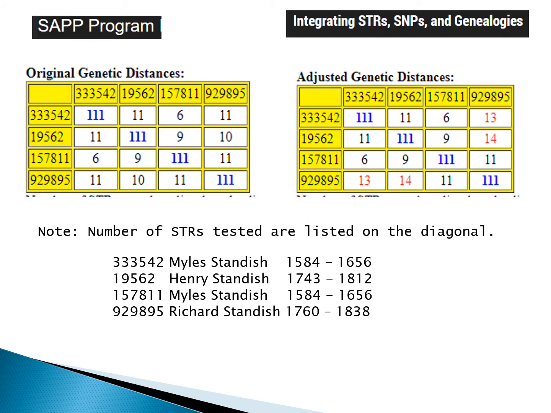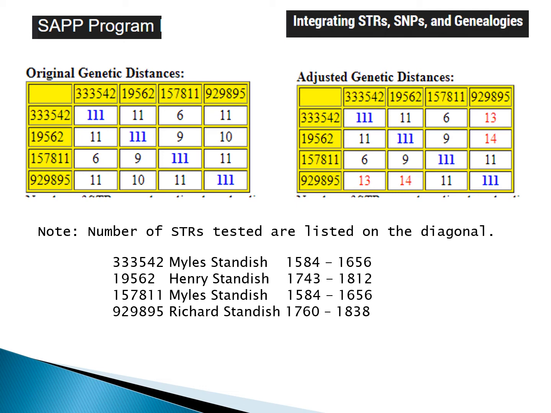Here are two other representative reports that the SAP program produced. Now these are 111 markers. The numbers on the diagonal show that all 4 of the testers tested 111 markers. The 2 Big Y 700 Miles Standish males who tested in the project appear on approved Mayflower Society applications, so their lineage is fully documented to Miles Standish. Therefore, we would predict that they would have a genetic distance, or GD, which is a smaller number. This appears to be the case.